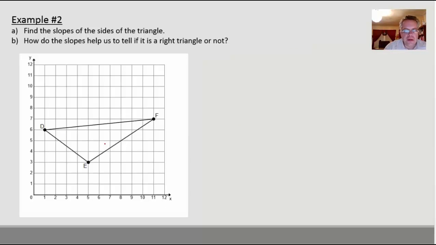Okay, let's try another one. This one clearly isn't a right triangle. The last one was close, in fact, it had me really wondering. Let's do this one though, just to check. So let's find the slopes. We're going to find the slope of DE. So we went down and to the right. So the slope of DE is equal to negative 3 over 4.